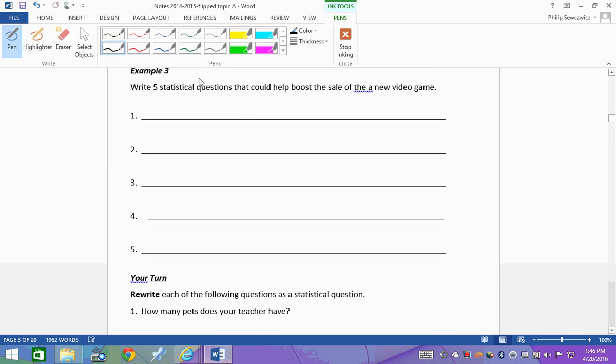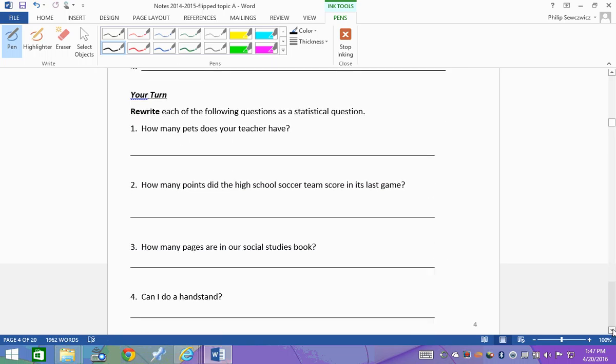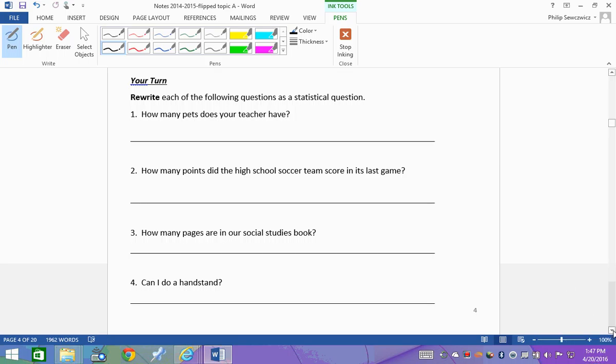Write a statistical question that would help boost the sale of a new video game. So we can ask, what ages are the target audience? So this is something that we want to be aware of. Different ages of who's going to like it, so we know whether to put this commercial on Nickelodeon, whether it needs to go on Disney, whether it needs to go on ABC, ESPN, all these different things. So let's move on from there. Again, stuff we're going to be talking about more. And then the rewriting them there.